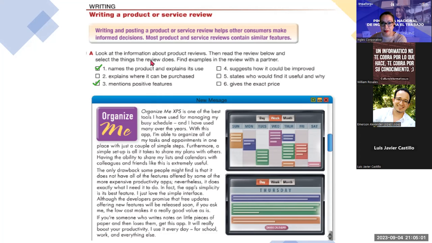For suggests how it could be improved? Well, maybe it does not say how it can be improved. We only had the promises from the programmers to release new features or free updates. That's correct. And well, states who would find it useful and why. Practically it's for everybody, for students, for our school work, and anybody else who needs to have ideas or appointments or tasks in just one place. And number six, it doesn't give the exact price.